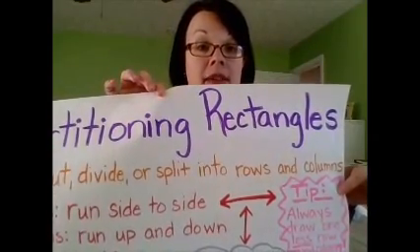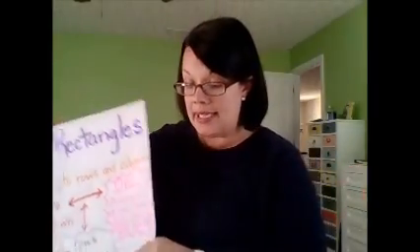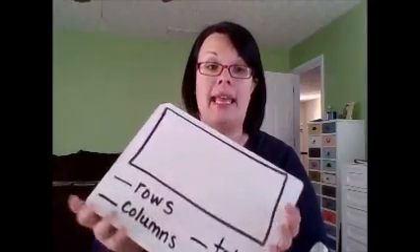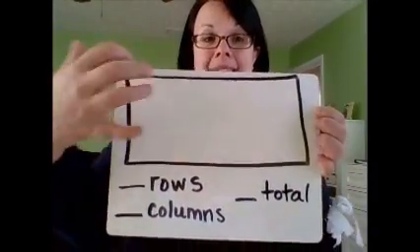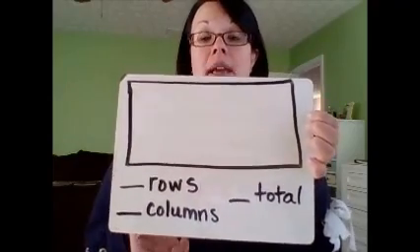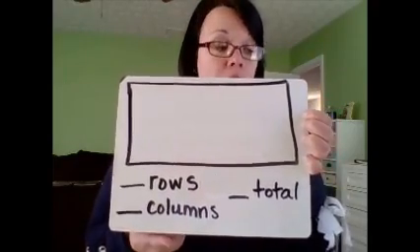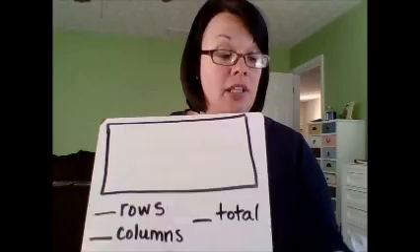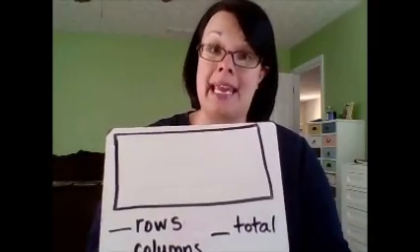So we're going to be reviewing this today with a little game. Your independent practice today is called the Roll and Partition Rectangles game. You can either do that on a piece of paper, or if your parents printed out the sheet for you, it should look like this sort of. It'll be 6 rectangles and then 6 spaces that say rows, columns, and total.